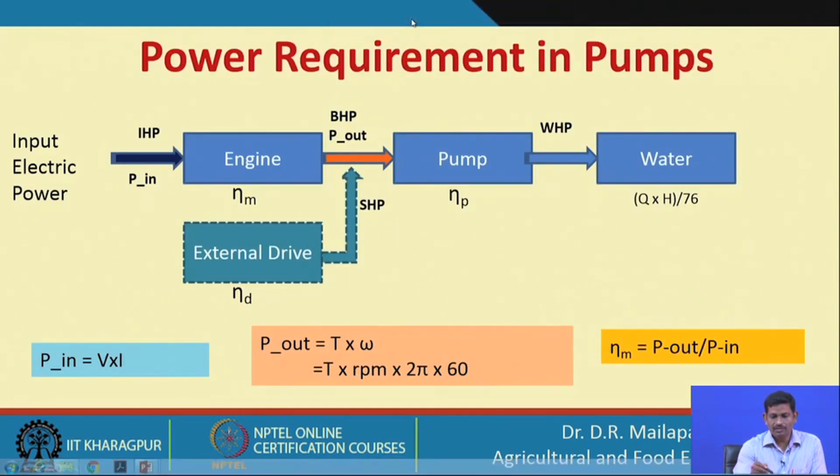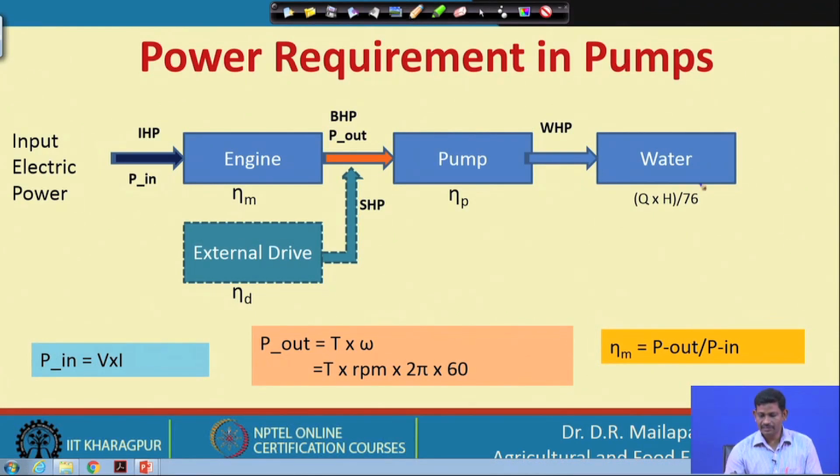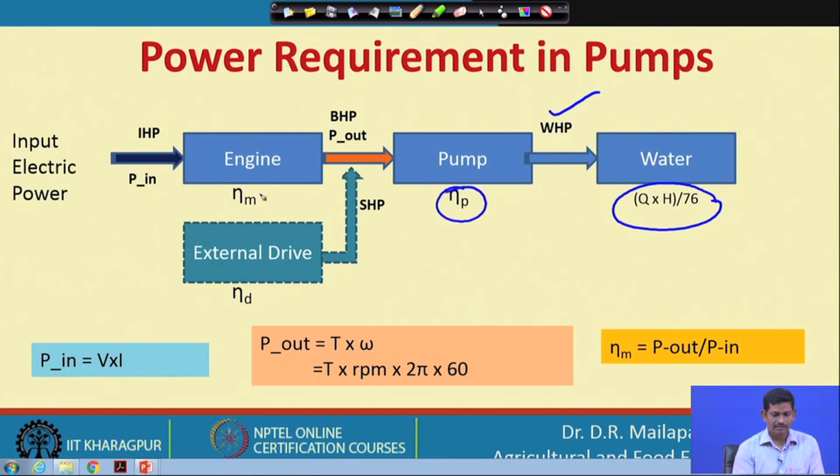Okay, so this overall view will give... So, here we have water. Water Q in direction 76 will give the water horsepower. Since the pump has an efficiency here, the engine has an efficiency here, and the drive has an efficiency here.